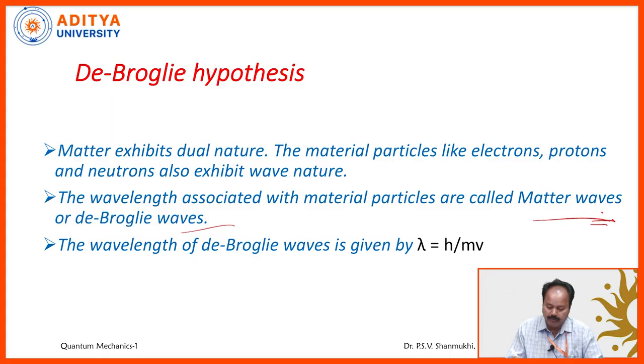Now, the wavelength of de Broglie waves is given by lambda equals h by mv. Here h is Planck's constant, m is the mass of the particle, maybe electron, proton, neutron, whatever it may be, and v is the velocity of the particle. Planck's constant h is 6.625 into 10 power minus 34 joule second. Coming to the de Broglie hypothesis statement once again: matter exhibits dual nature, meaning material particles like electrons, protons, neutrons can also exhibit wave nature.